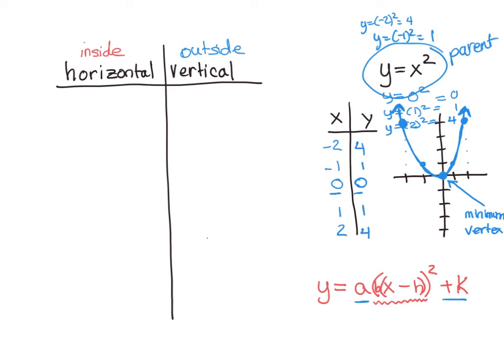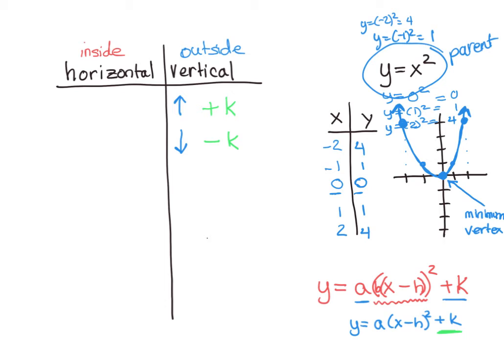Now, they can do all kinds of things to this parent. They can shift it right, shift it left, move it up, move it down, flip it over, make it tall, make it skinny, all kinds of fun stuff. And it all depends on where they've put the item in the vertex form. For your class, they're probably just going to keep you to this basic formula. The first thing they usually teach is how to shift something up or down, which is a vertical shift. That goes in the k location. If they want something to move up, you'll see plus k. If they want something to move down, you'll see minus k.